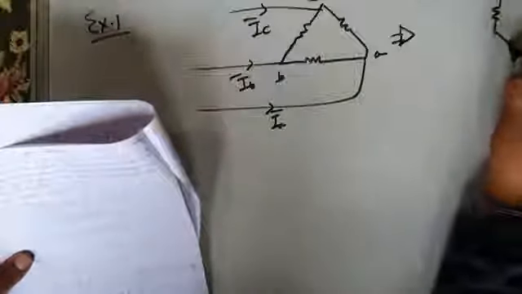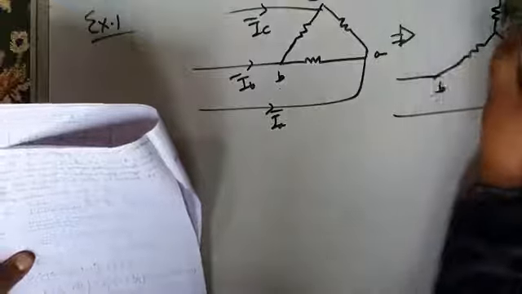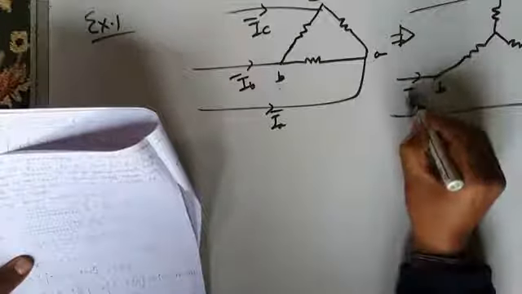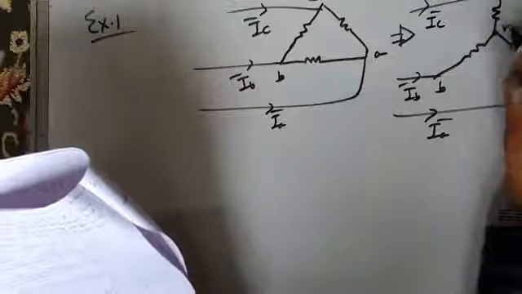इसका equivalent star आप बनाइए, इसका equivalent star ये बनेगा. This is A, this is B, and this is C. ये आपकी line current है IA, this is line current IB, this line current or phase current IC. You have to find these three line currents. Line current IA, line current IB, line current IC.